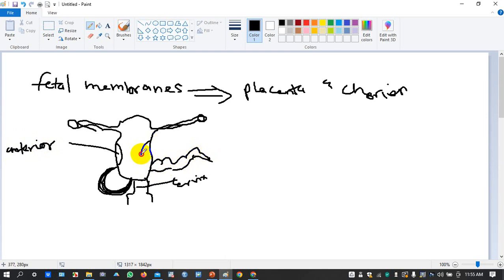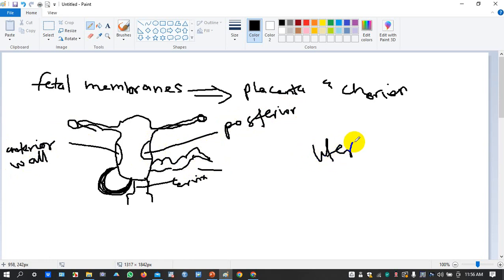So if it is implanted here, they call it what? Posterior wall. So this is the posterior wall of the uterus, and this is the anterior wall of the uterus. Uterus is the same as womb.